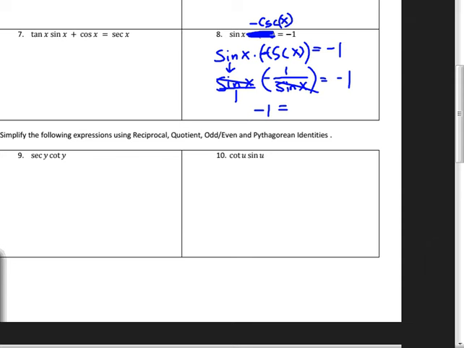Isn't that neato? What's the point? We're supposed to be proving that these things are true. See how this is a statement of truth? It says this equals this, and you're trying to prove that it's really true. If I can simplify it down to negative 1 is equal to negative 1, I proved that it's true, because you can't argue that negative 1 isn't the same as negative 1. They're the same thing. All right. So there's number 8.